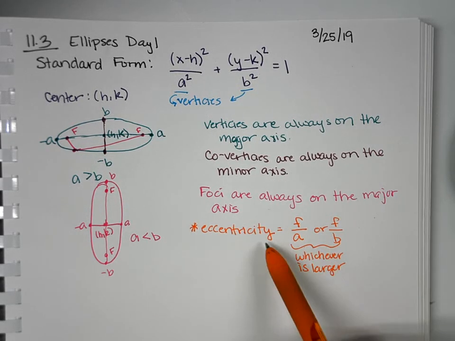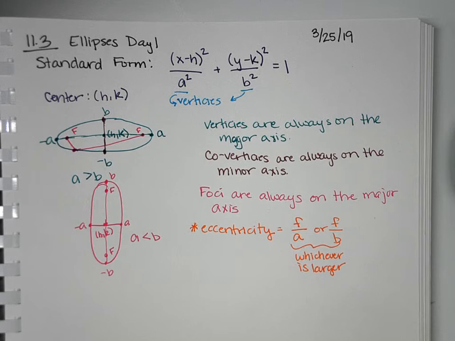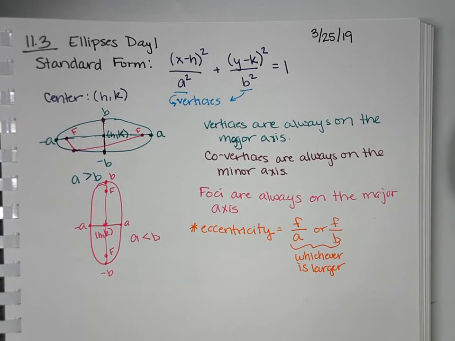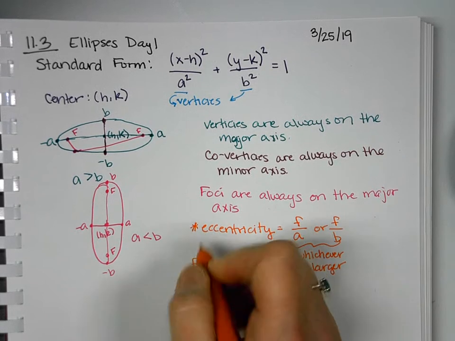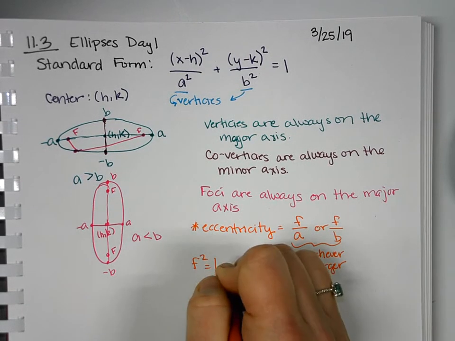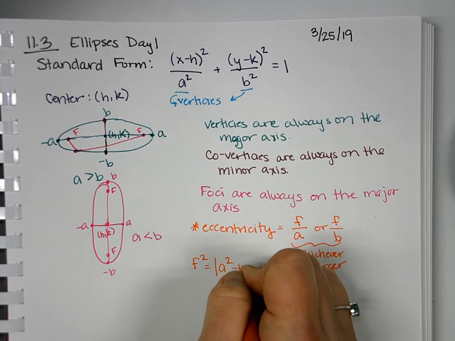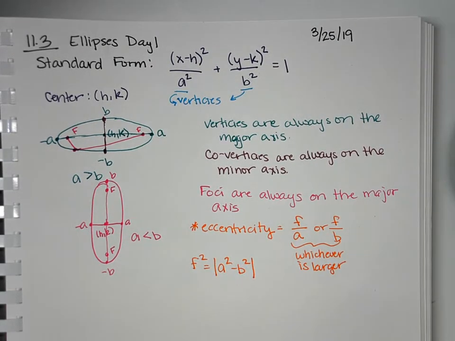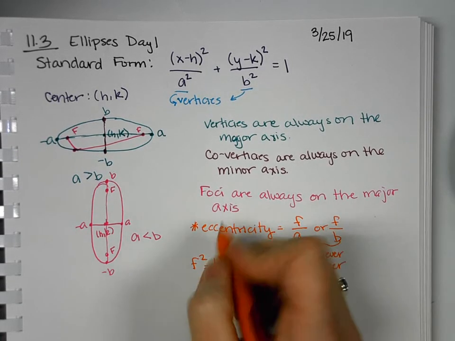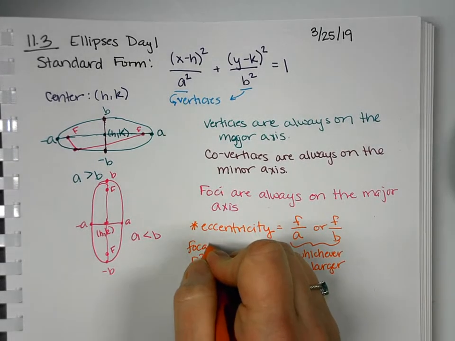Now, for eccentricity, how do you find F? F is the focal length. There's a formula, F squared is equal to the absolute value of A squared minus B squared, and that's what we're going to use to find F for our eccentricity formula. So if you want, you can say this is focal length.